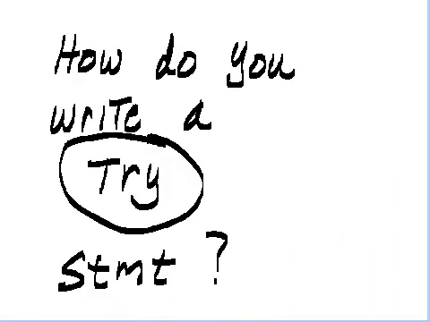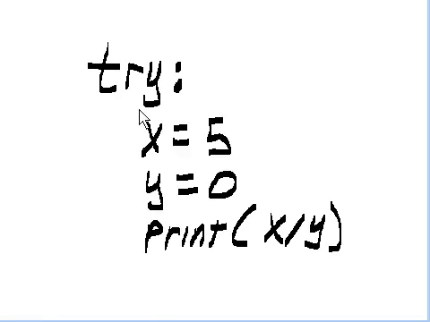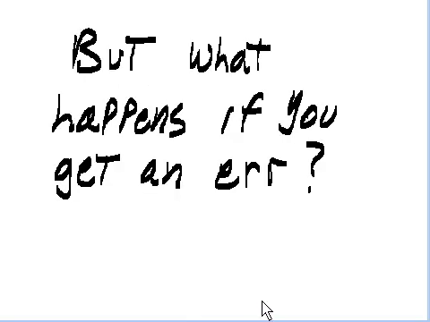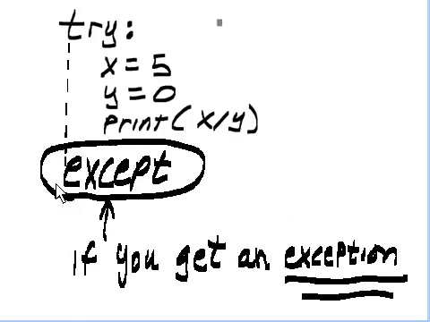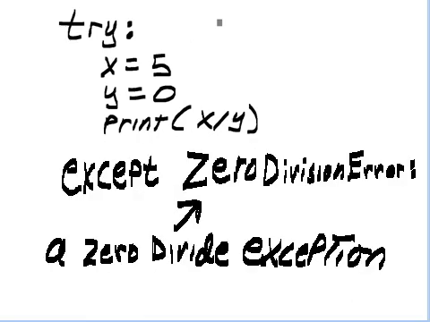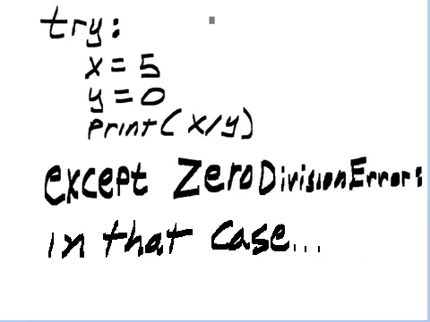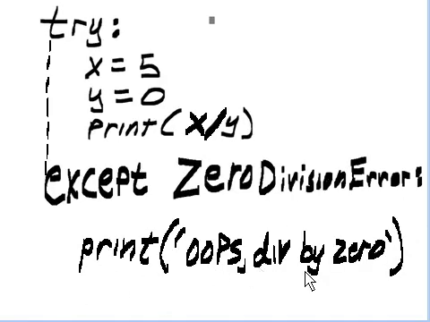How do you write a try statement? Try: x equals 5, y equals 0, print x divided by y. But what happens if you get an error? If you get an exception, except ZeroDivisionError, colon. If you get that, in that case, print oops, div by 0.